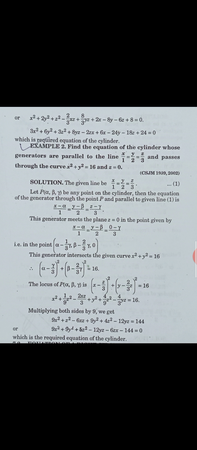For the locus of P(α, β, γ), we can write (x − z/3)² + (y − 2z/3)² = 16. On solving, finally we get 9x² + 9y² + 6z² − 12yz − 6zx − 144 = 0, which is the required equation of the cylinder.